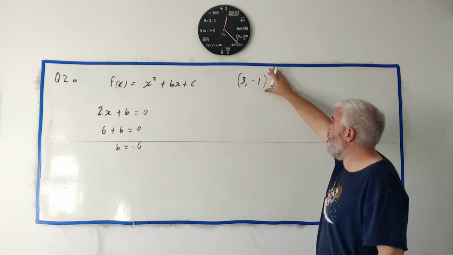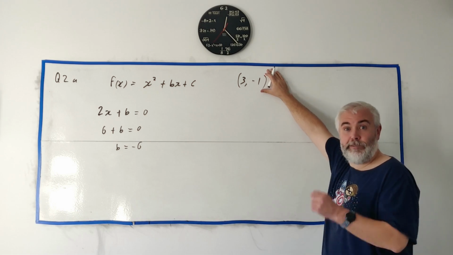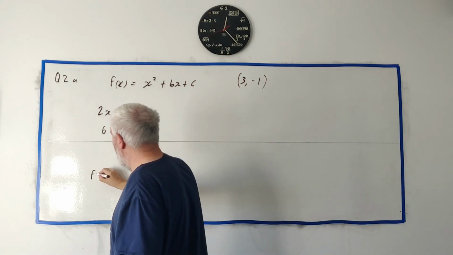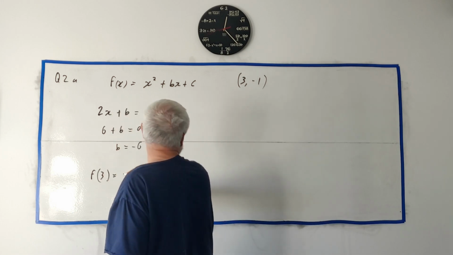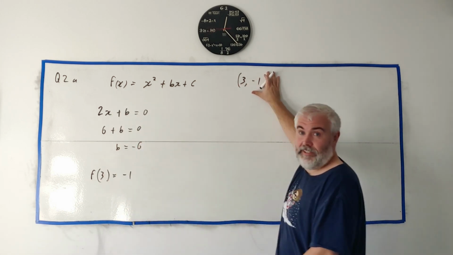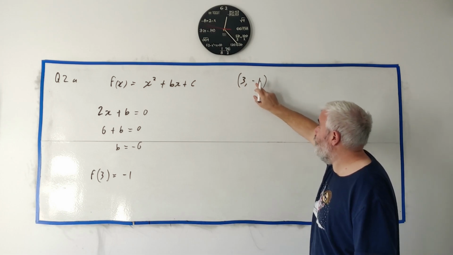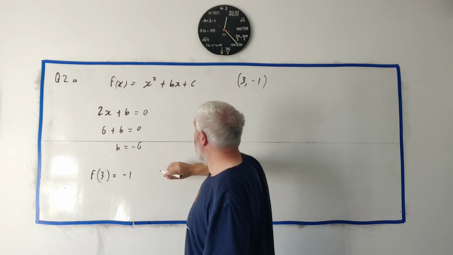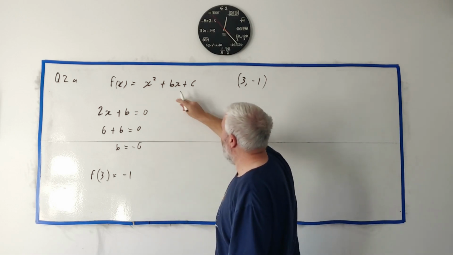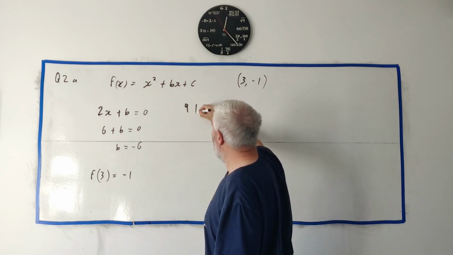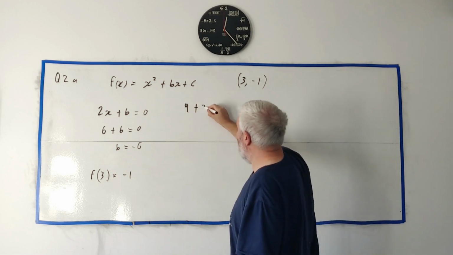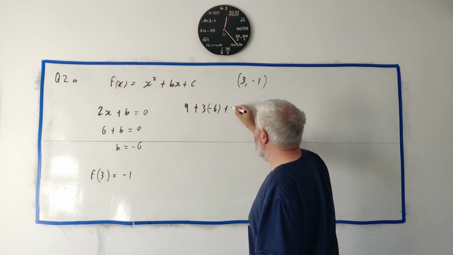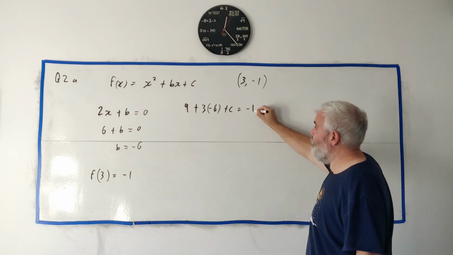Again, we remember this point, not only is it a minimum point, it is a point on this function. So f of 3 has to equal minus 1. That's what this tells us. When we put 3 in, we get minus 1 out. So, 3 in, we get 9 plus 3 times minus 6 plus c. The answer we get out is minus 1.